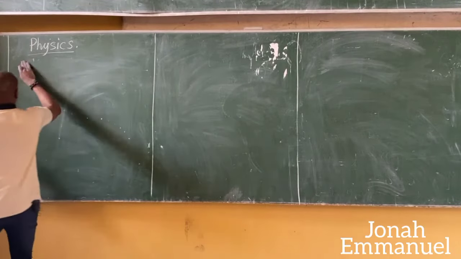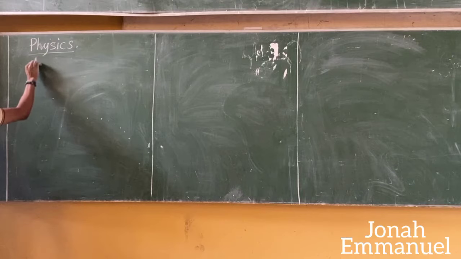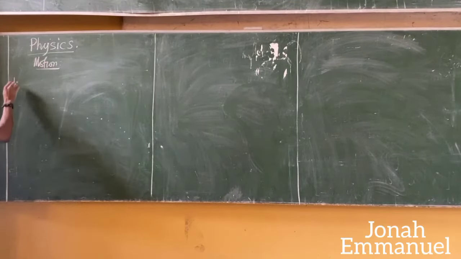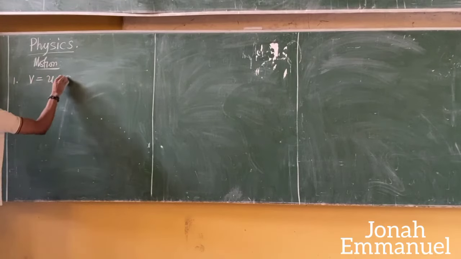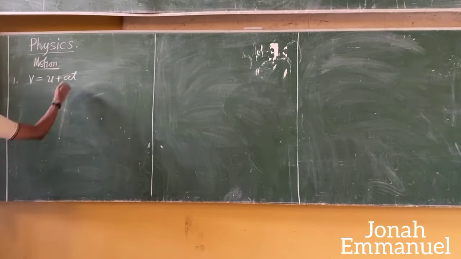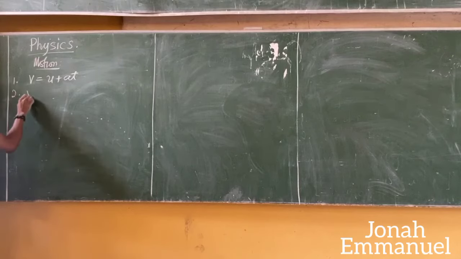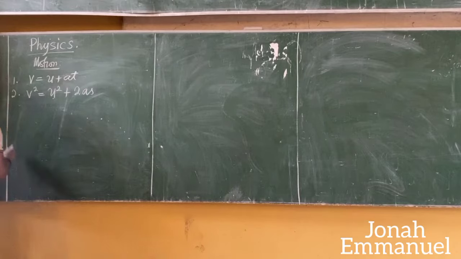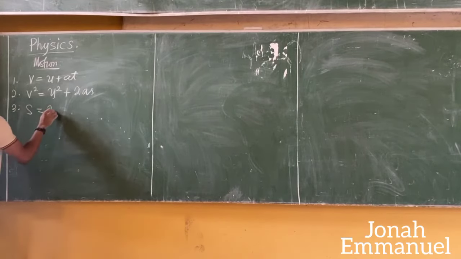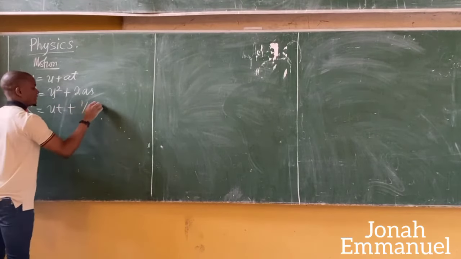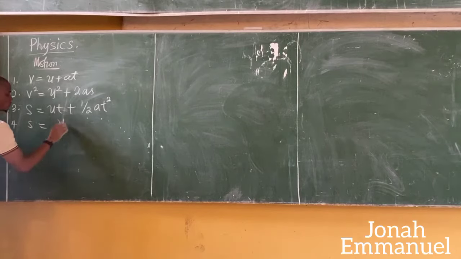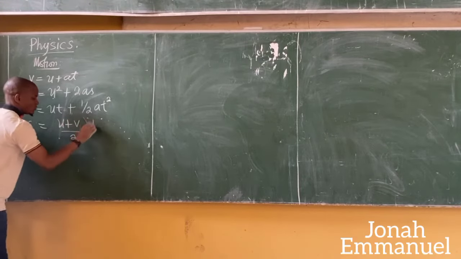So, let me recall some facts. For motion, I have number one, V is equal to U plus AT. Number two, V squared equals U squared plus 2AS. Number three, S is equal to UT plus half AT squared. Number four, S is equal to (U plus V) over 2, times T.